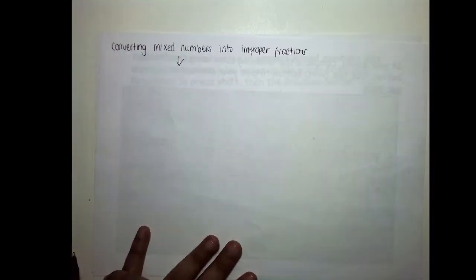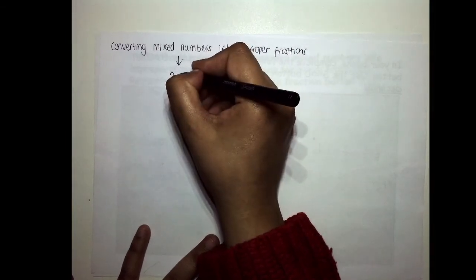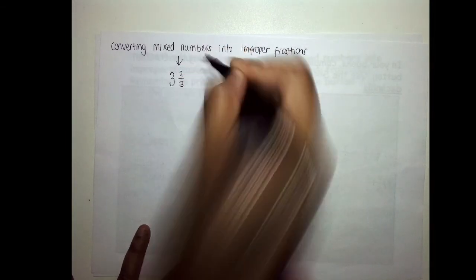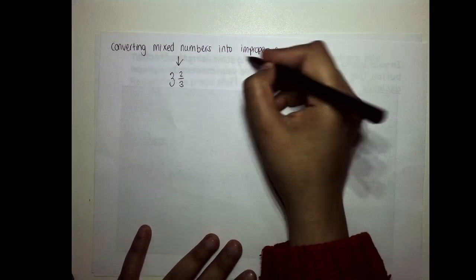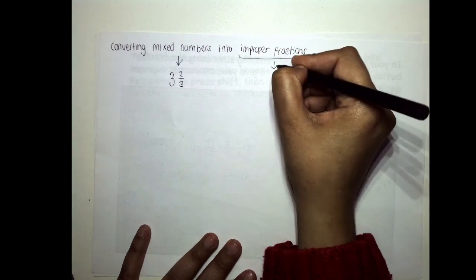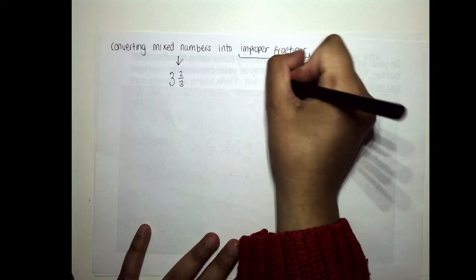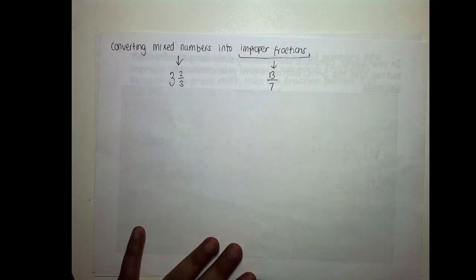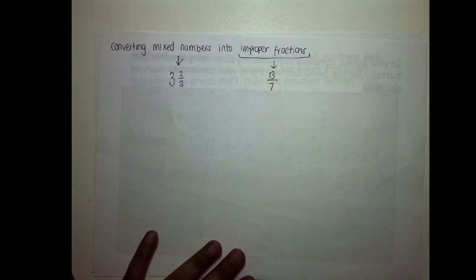So firstly, just a quick recap on what a mixed number is. A mixed number is a number involving a whole number, say for instance 3, and a fraction attached to it, so let's say 2/3. That's a mixed number, a number and a fraction. Now an improper fraction is when the numerator is bigger than the denominator. Say for instance 13/7. That would be improper as the numerator 13 is bigger than the denominator 7. And we need to be able to convert mixed numbers into improper fractions.